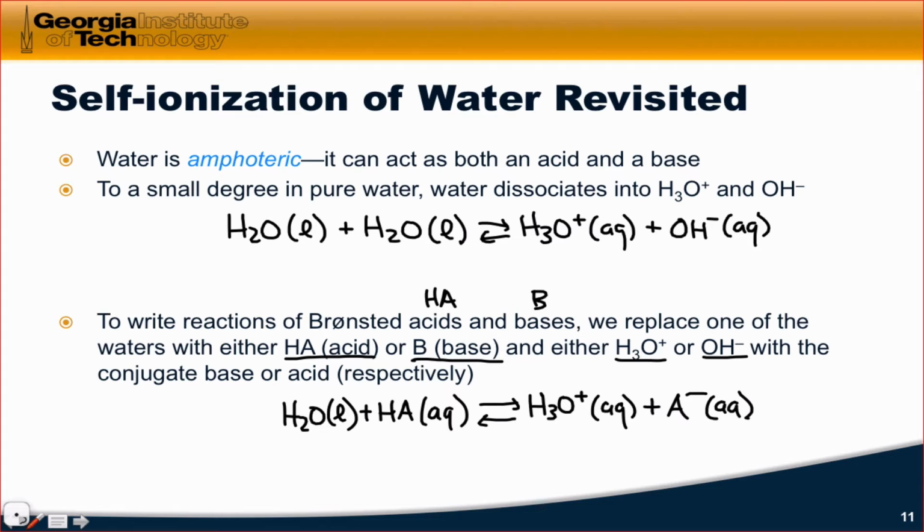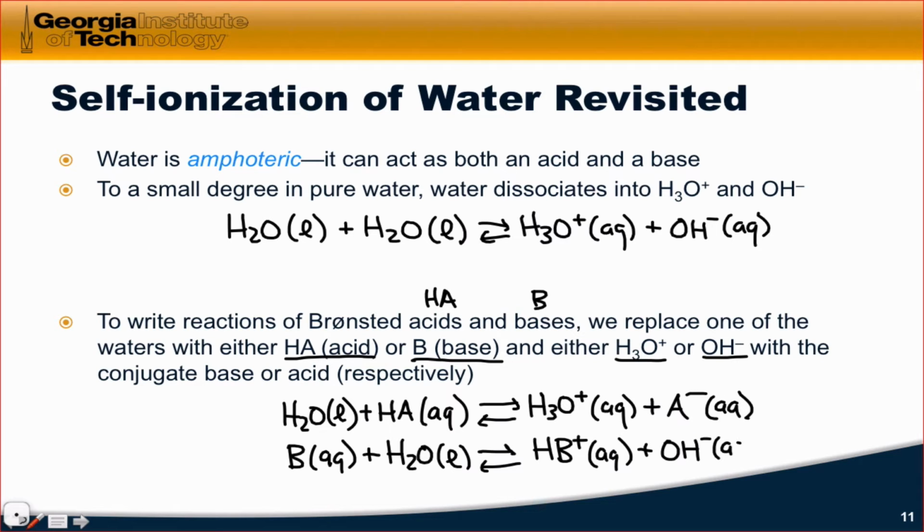Similarly, for a base association equilibrium, we put the base in, and we also have one molecule of water on the reactant side. A proton is transferred from the water to the base, so we have the conjugate acid of the base as one of the products, and hydroxide as the other product. Since these reactions proceed to the right to some degree, these equations show us how, for example, a Bronsted acid increases the concentration of hydronium in solution, and a Bronsted base increases the concentration of hydroxide in solution.